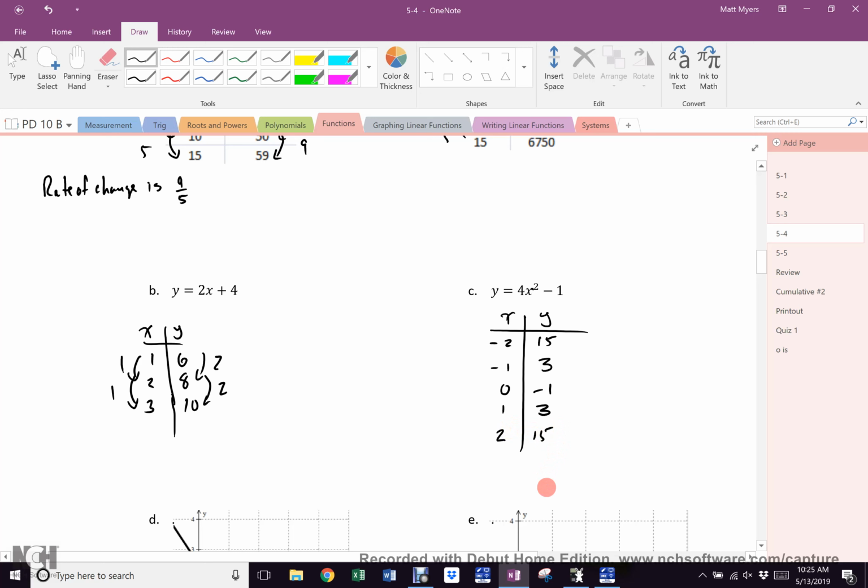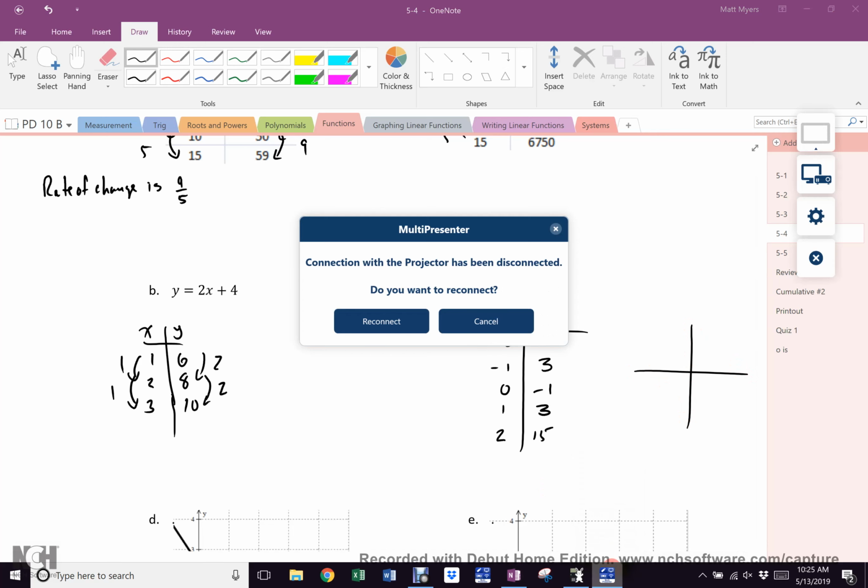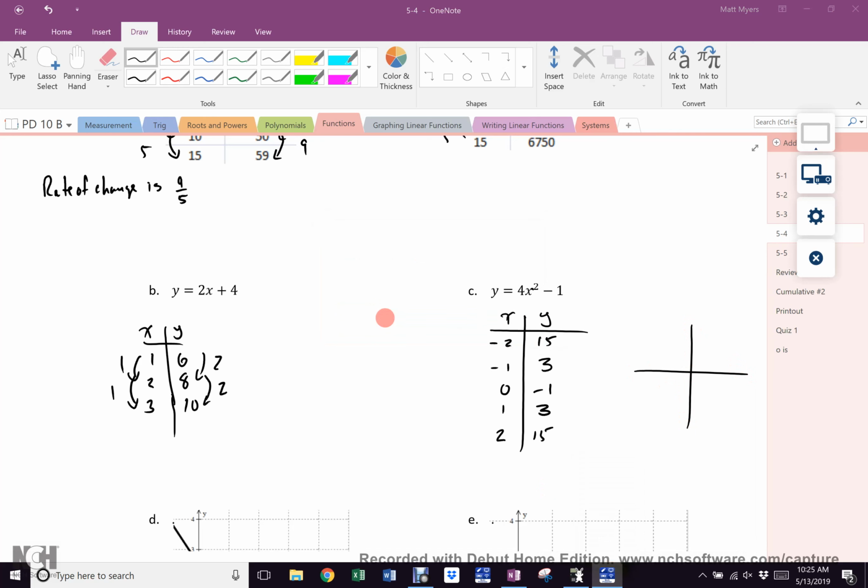You don't need to because you've made the table of values. What happened? It did not go constantly, did it? When I was at negative 2, I was way up here at 15. When I was at negative 1, I was way down here at 3. When I was at 0, I was at negative 1. And then I went back up to 3, and then I went way back up to 15. It makes a curve.